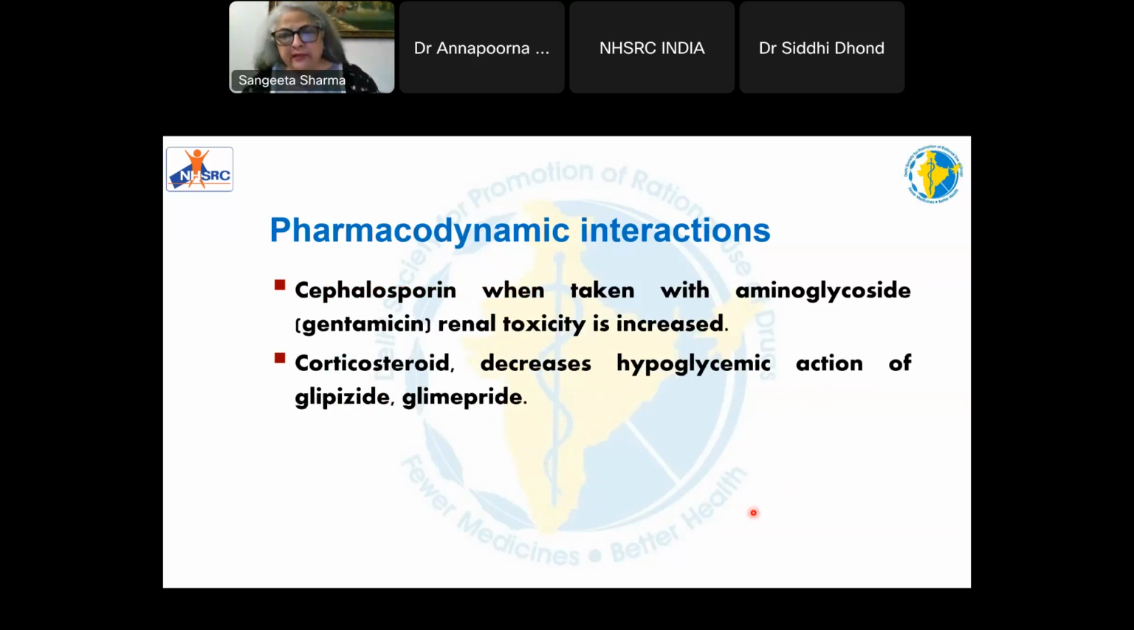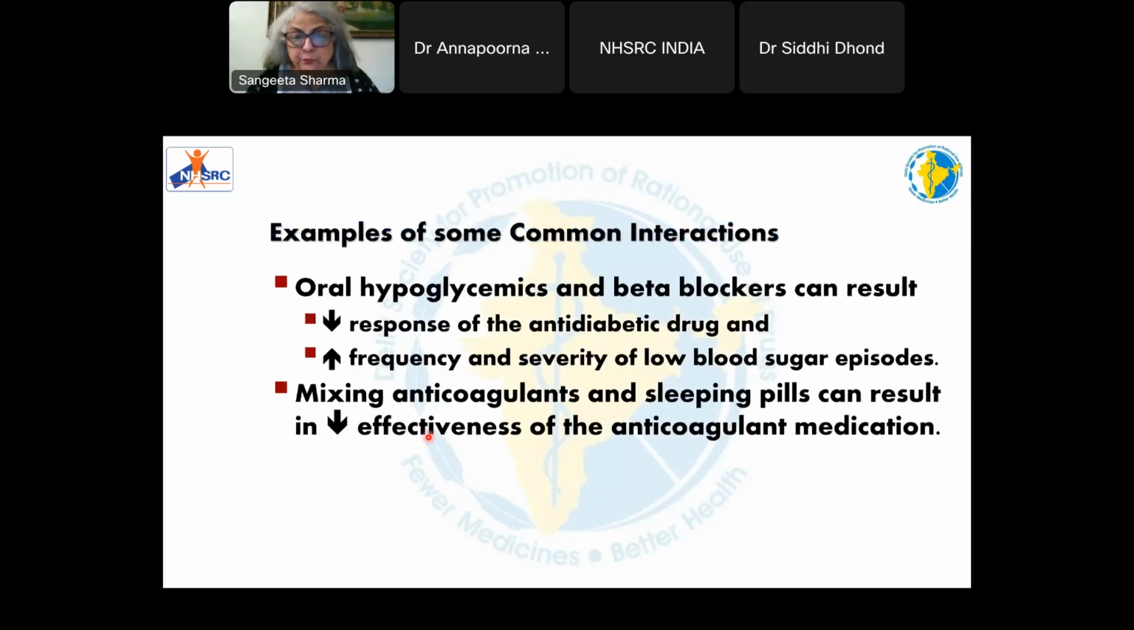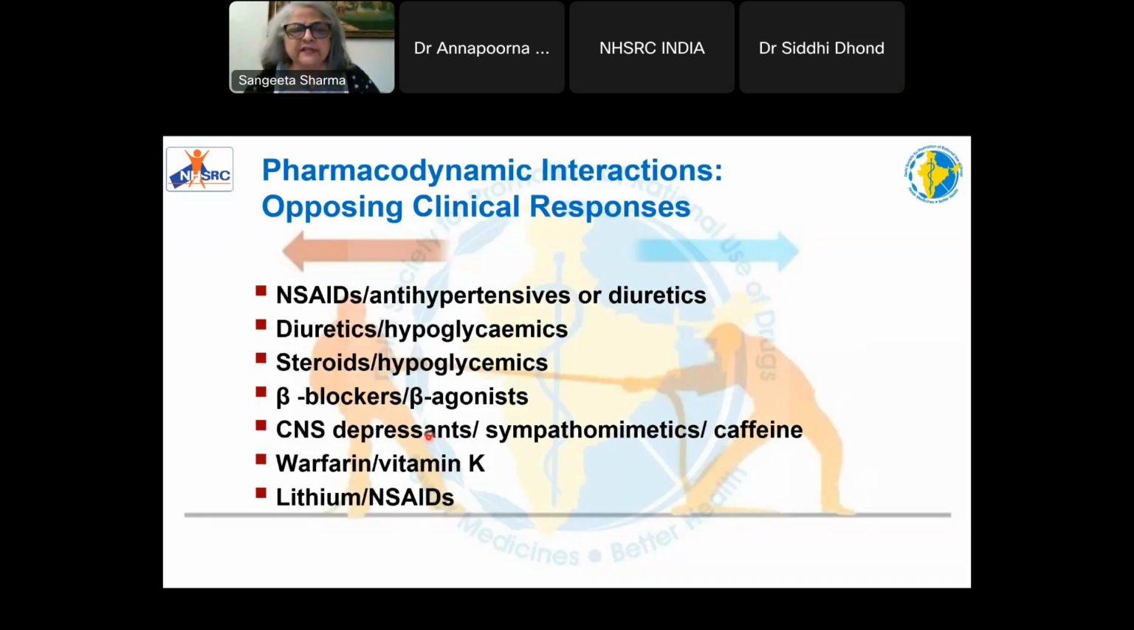Then sugar, I gave you example. Cephalosporins, when taken with aminoglycosides, particularly gentamicin, can lead to renal toxicity. Corticosteroids increase the sugar level, they cause hyperglycemia, so they decrease the hypoglycemic action of glipizide, glimepiride, like these. So be careful when you are giving these drugs together. So there are lots of such examples.